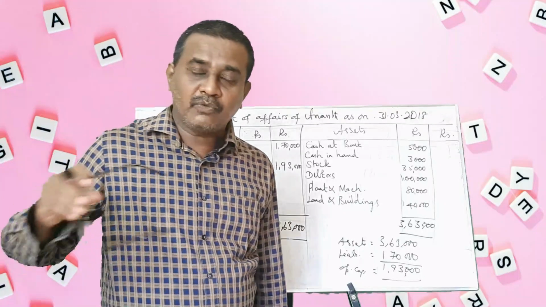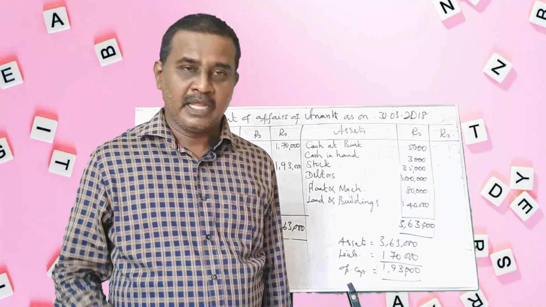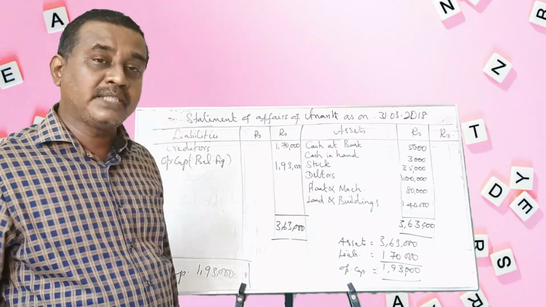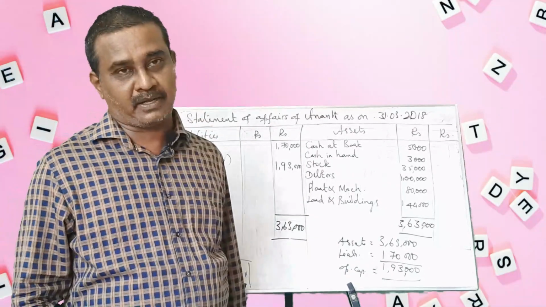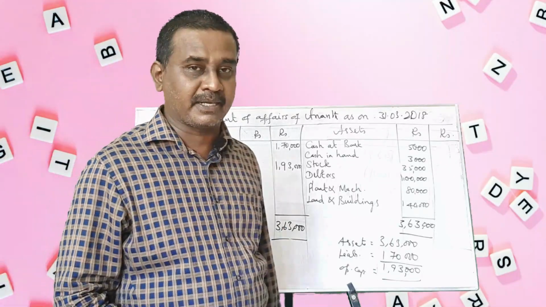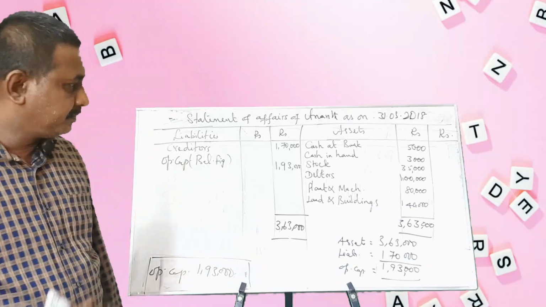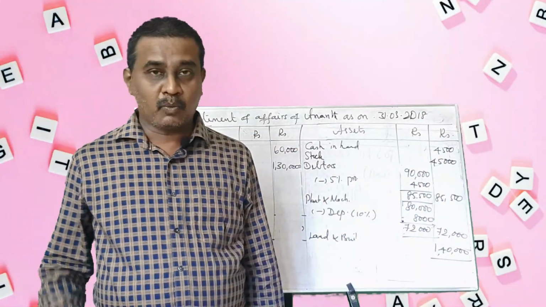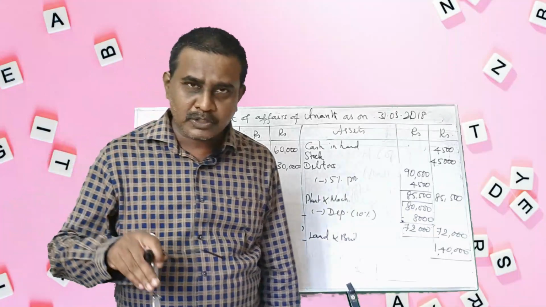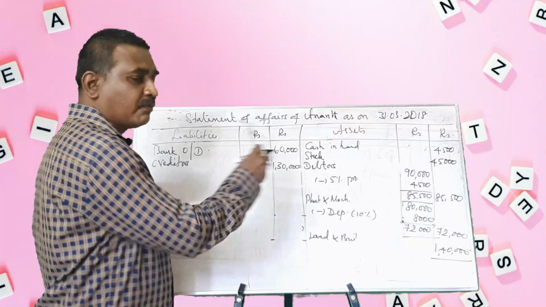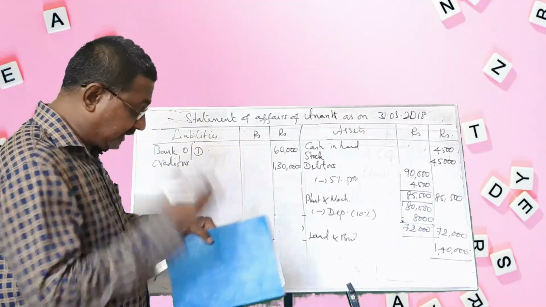We have found out the opening capital. Now we have to find out the closing capital. When you go for finding out the closing capital, you have to do all the adjustments in the second statement of affairs, not in the first statement of affairs. Shall we do it? Okay, students. Let us find out the closing capital. We have to prepare one more statement of affairs with the closing balances. See, I have written the format.